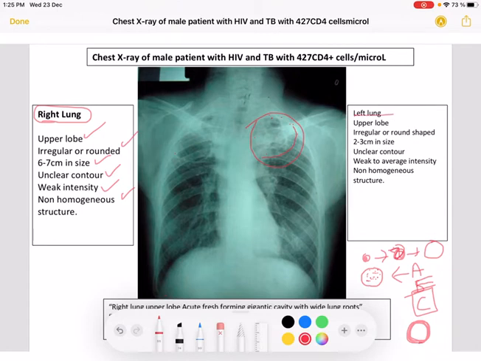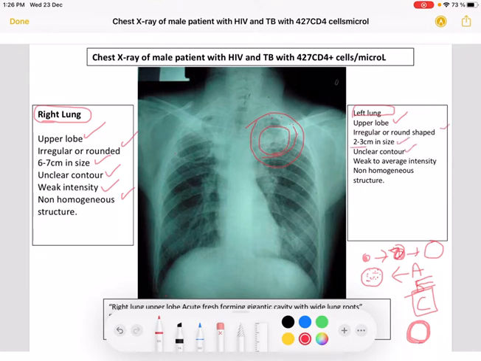So again it is in the left lung, the location is the upper lobe. The shape is unclear, so it is not so clearly visible. The borders are not clearly visible. We cannot identify among the cavities. So we can say that the shape is irregular or round. Most probably the shape is irregular, and the size is approximately 2 to 3 centimeters.